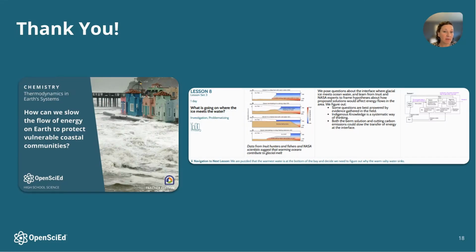So to sum it up, in this lesson, students focused on positive and negative feedback loops and then completed the mid-unit summative thawing permafrost transfer task. Up next in Lesson 8, the students will begin exploring the berm solution by first investigating what is going on where the glacial ice meets the ocean water.